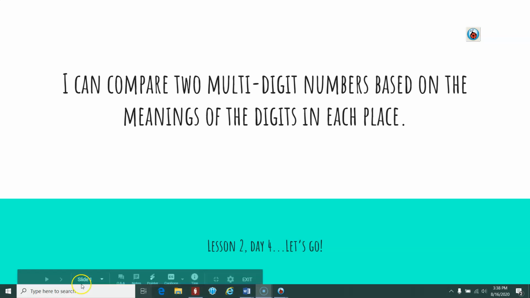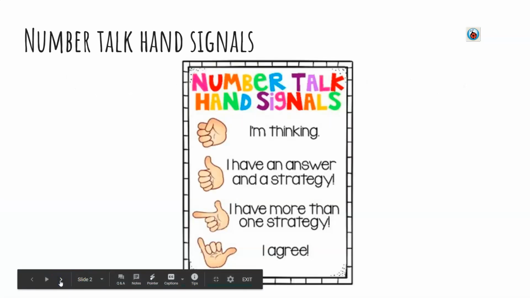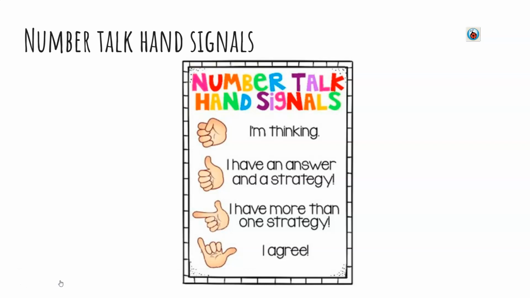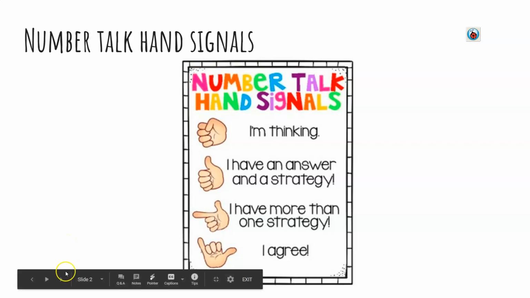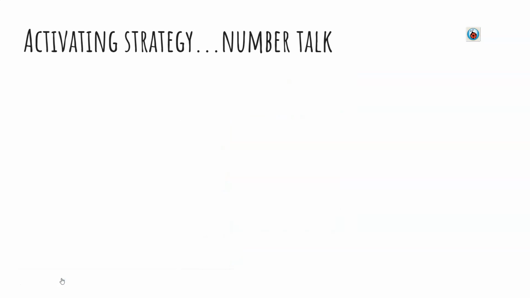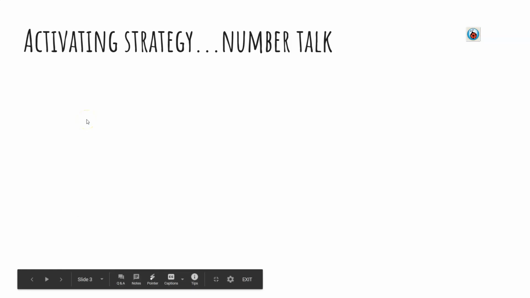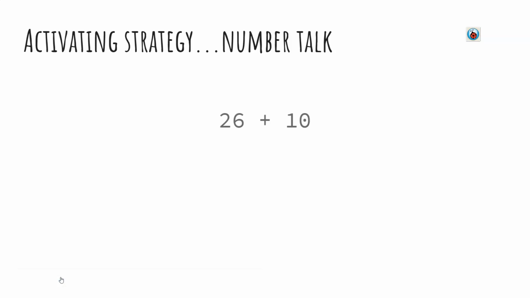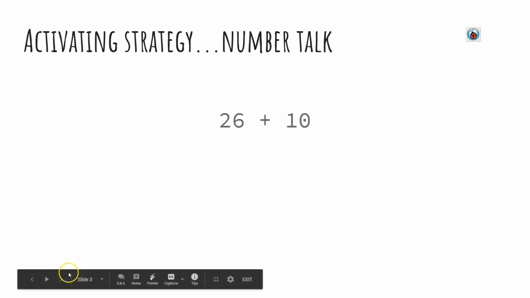Okay, so for our activating today, we're going to do another number talk. You guys should know these hand signals really well by now. I'm thinking, I have an answer and a strategy, I have more than one strategy, and I agree. So your teacher can pause the video while you work through these number talk problems. And again, like we did earlier in the week, we're going to do 2 today and 2 tomorrow. So here is the first one, and we should already see you with your thinking sign. Here we go. Okay, and here's the second problem for today's number talk.